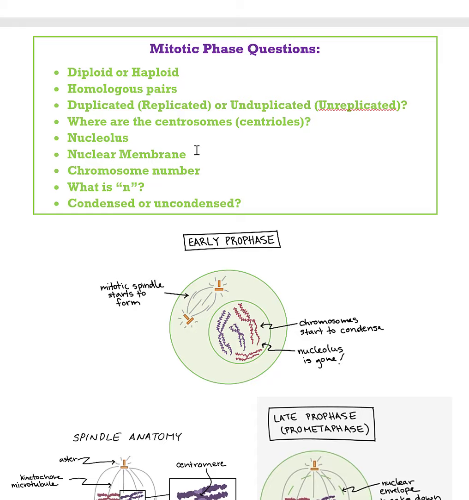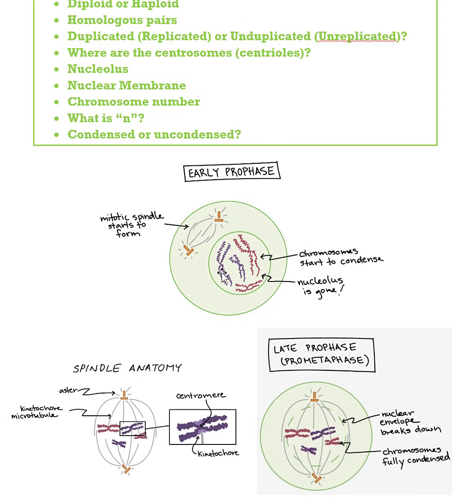You could also be asked, what is the chromosome number of a cell? What is the value for N? And are the chromosomes condensed or uncondensed? These are all typical questions. Okay, so mitosis begins with prophase. And in early prophase, we have the 2 centrosomes that are starting to move to the opposite ends of the cell. The nuclear envelope is starting to fall apart, and the nucleolus is not visible anymore.